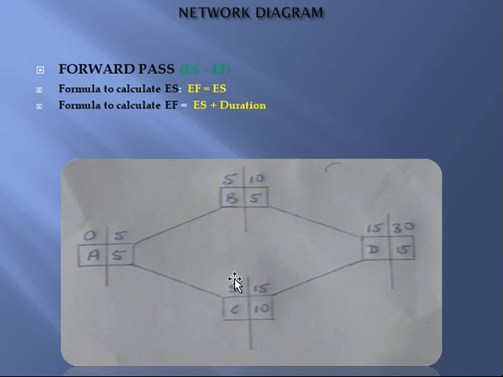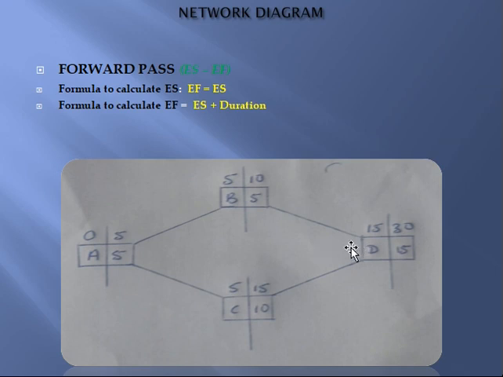So the early start for activity C is 5. Now to get the early finish for activity C, simply apply the formula like we said before: early start plus duration. So the early start, which is 5, plus the duration here, which is 10, gives you what? The early finish, which is 15. You understand? So the next activity is activity D.